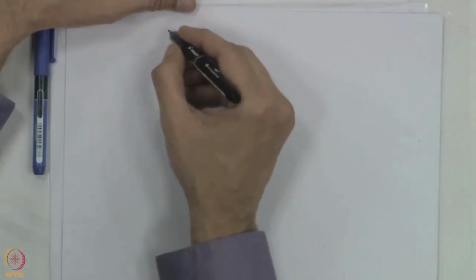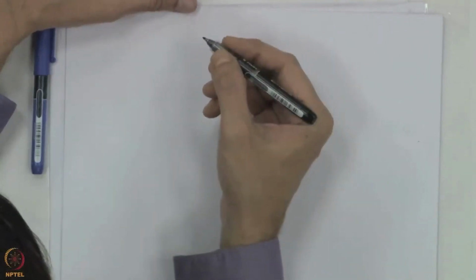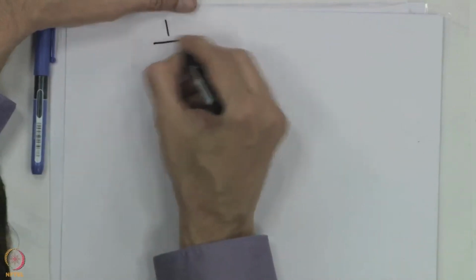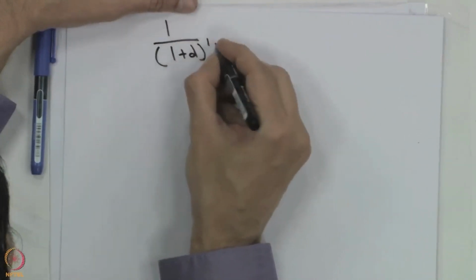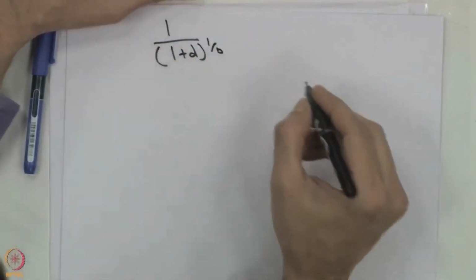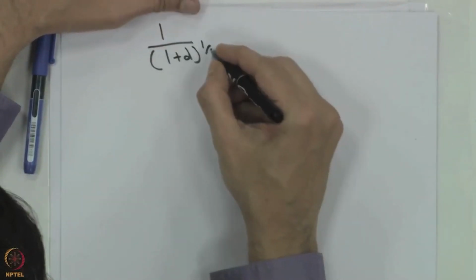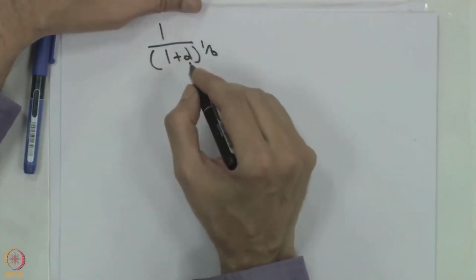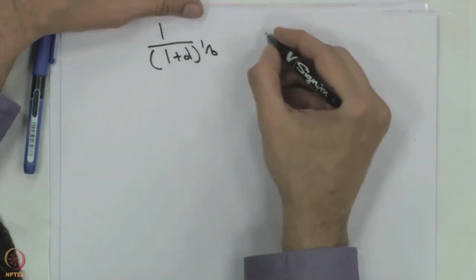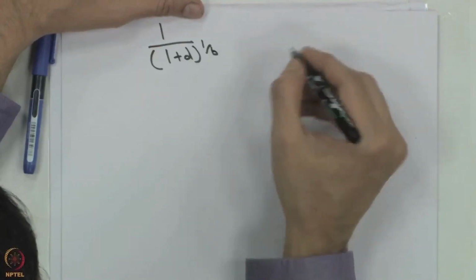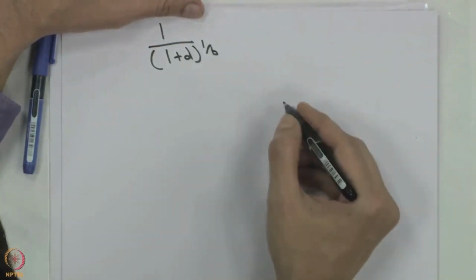So, this is actually a geometric progression, where the multiplicand that we are using is 1 by (1 plus d) raised to 1 by B. As this is going to be less than 1, in the limit as we take this sum to infinity, it is going to be equal to the initial term divided by 1 minus r.